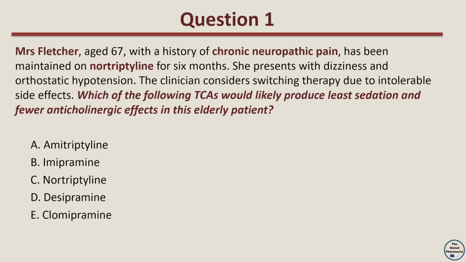Question 1. Mrs. Fletcher, aged 67, with a history of chronic neuropathic pain, has been maintained on nortriptyline for 6 months. She presents with dizziness and orthostatic hypertension. The clinician considers switching therapy due to intolerable side effects. Which of the following TCAs would likely produce least sedation and fewer anticholinergic effects in this elderly patient? Option A, amitriptyline. Option B, imipramine. Option C, nortriptyline. Option D, desipramine. Option E, clomipramine.